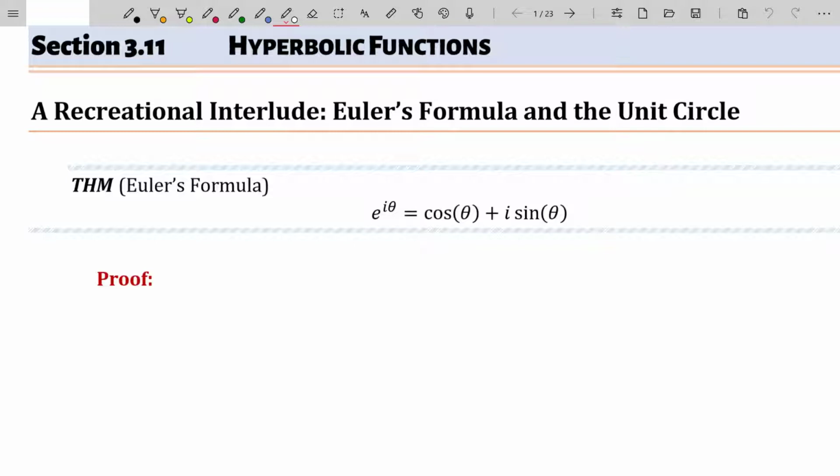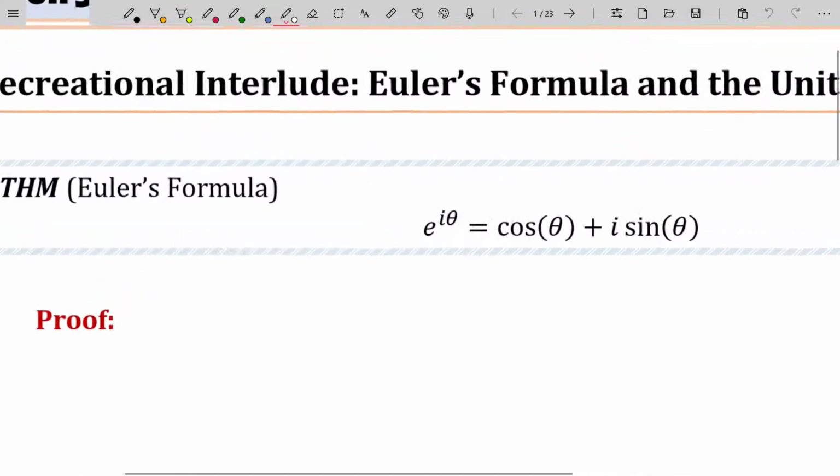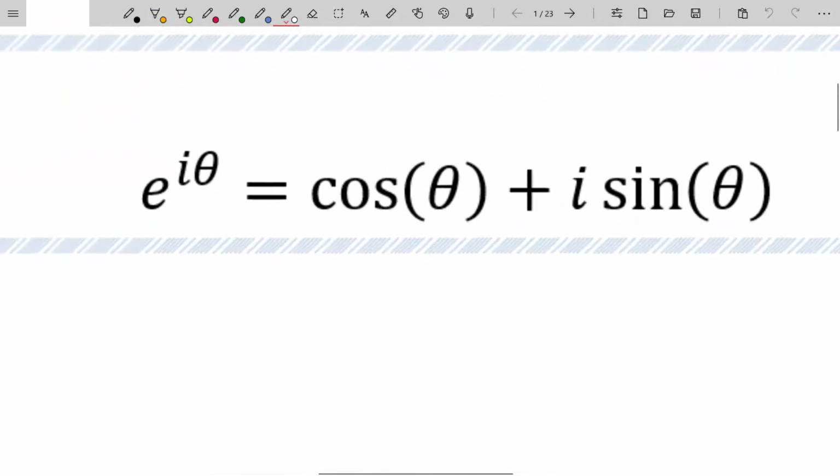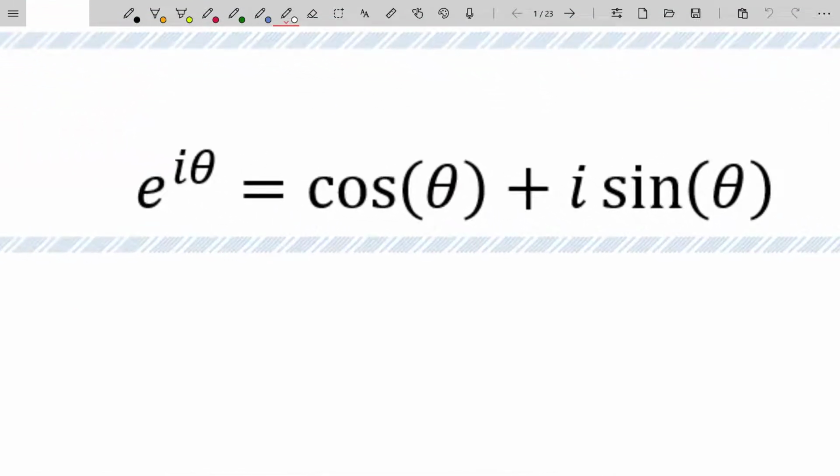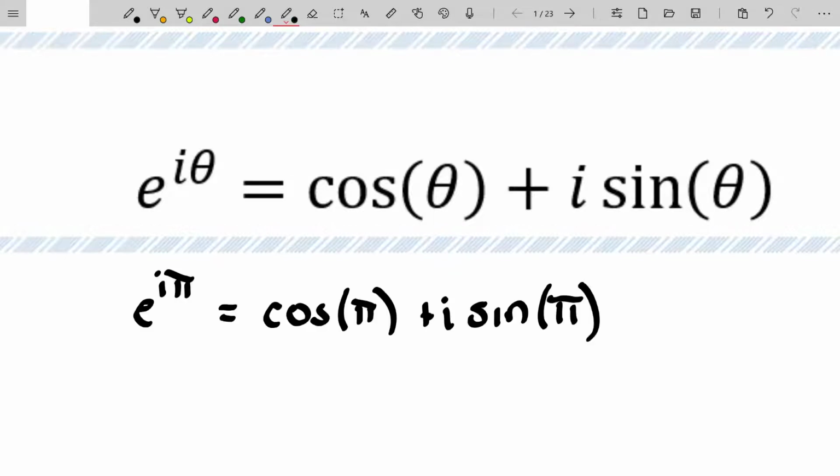So let's go ahead and state Euler's formula from the get-go here. e to the i theta, where i is the imaginary number, square root of -1, is equal to cosine of theta plus i times the sine of theta. This is an incredibly awesome formula within mathematics. And in fact, a lot of people will use one special angle for this to showcase the connection between e, i, 0, and 1 all in one formula. And that is this right here.